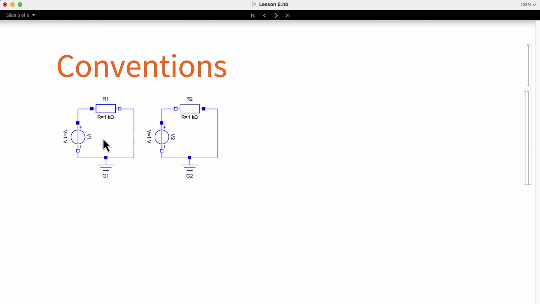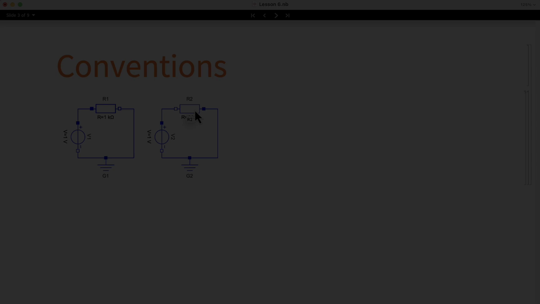You can see that there is a voltage source connected to the resistor. We are connecting the positive to the positive of the resistor and the negative to the negative. However, on the circuit at the right, we have connected the resistor in the opposite direction. Does this mean that we are connecting it wrong? Well, not really. Let's see the simulation results in order to understand what's happening.